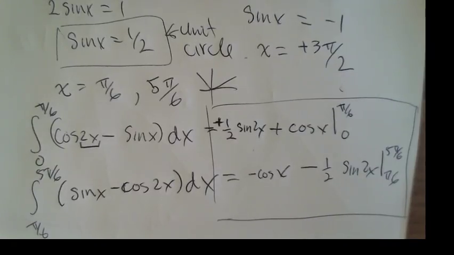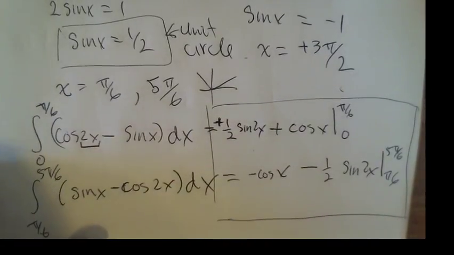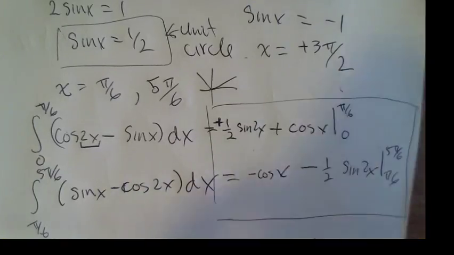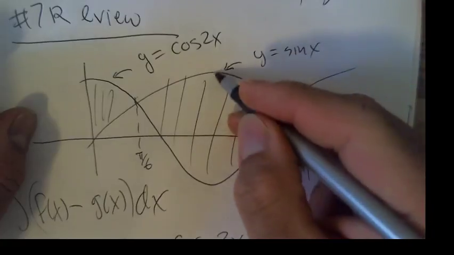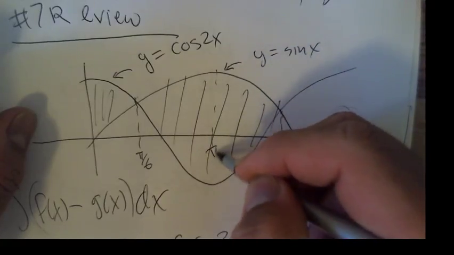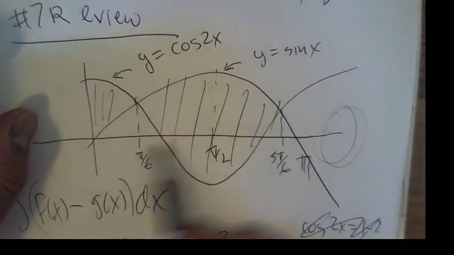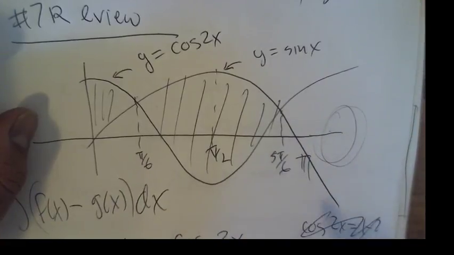3 pi over 2 is out of our domain, right? If we look at the picture that was given to us, so here, if we look at the picture that we had, this was just looking at the paper here. This was the shaded region that they gave me. It said find the area of the shaded region.